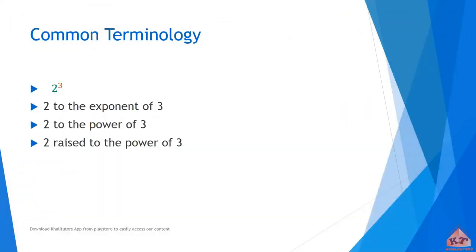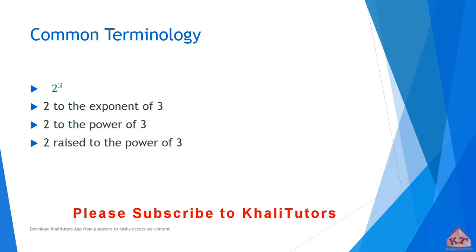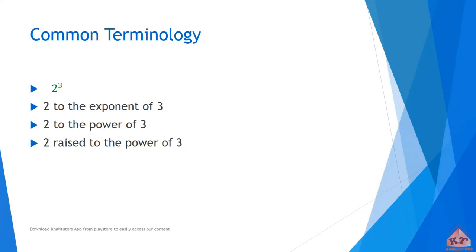Let us look at the common terminology. While the number 2 to the exponent 3 is a power, there are some ways in which people refer to it. The first one is they can say it's 2 to the exponent of 3, or they can say 2 to the power of 3, or they can say 2 raised to the power of 3.